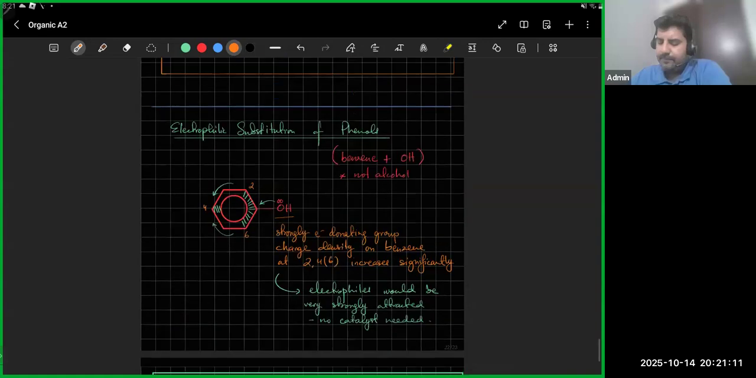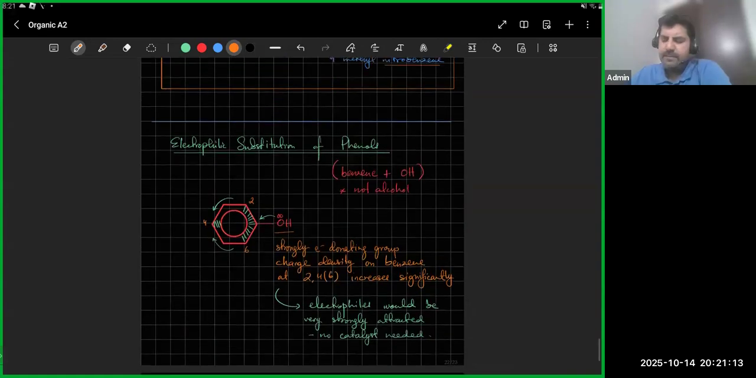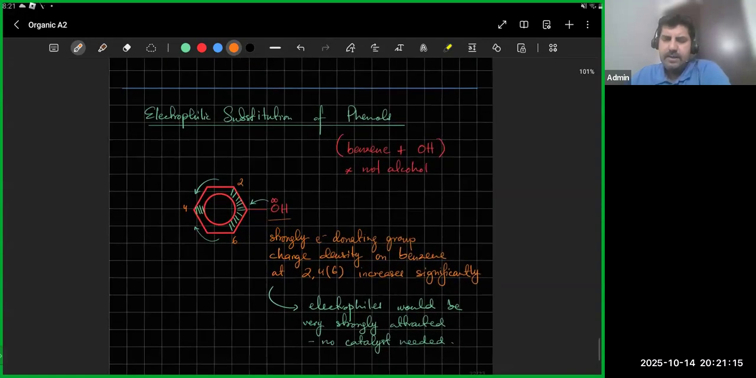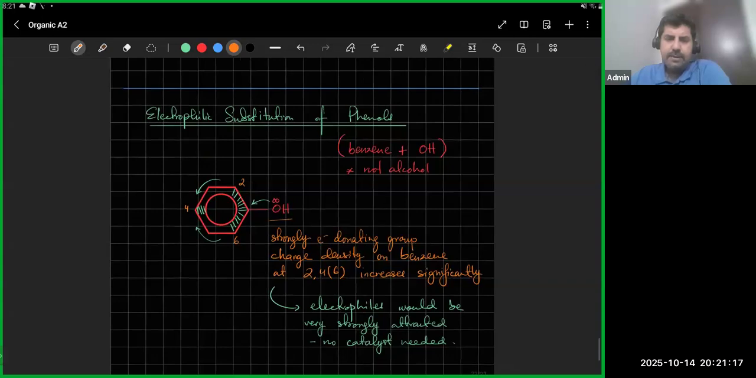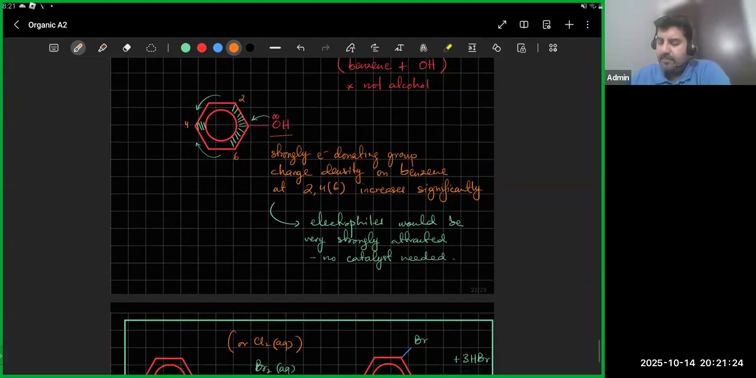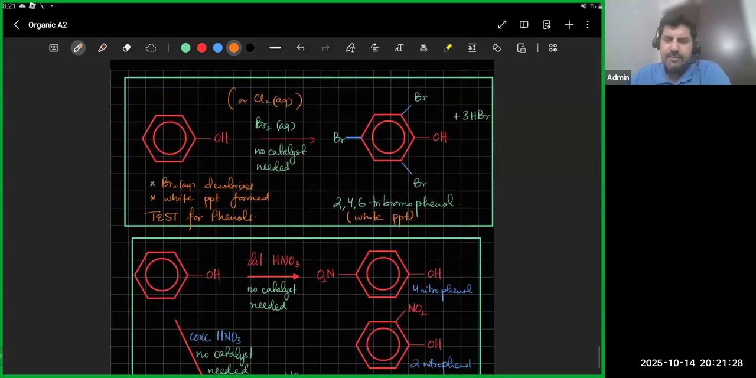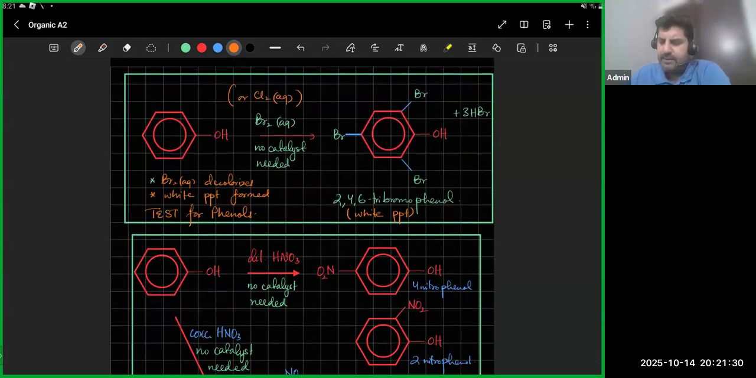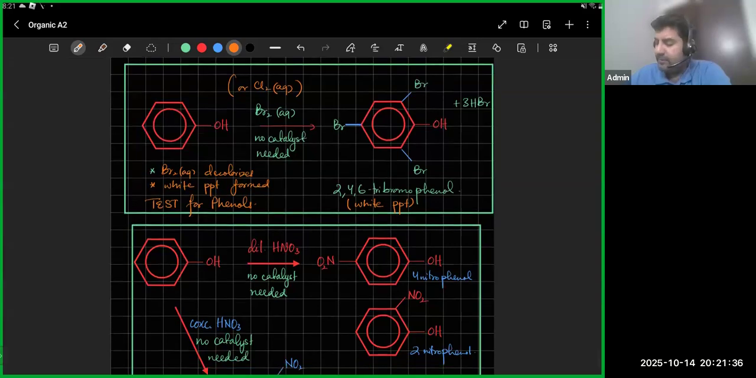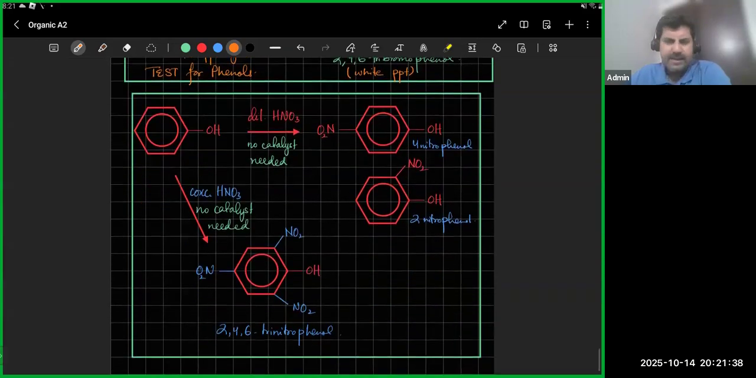Anyways, that pretty much sums it up. Keep this in mind that phenols are highly reactive and they don't need a catalyst. So there's going to be very little difference between the conditions. And the bromine or the NO2 group would like to get attached on all three positions. Okay? Is this clear?